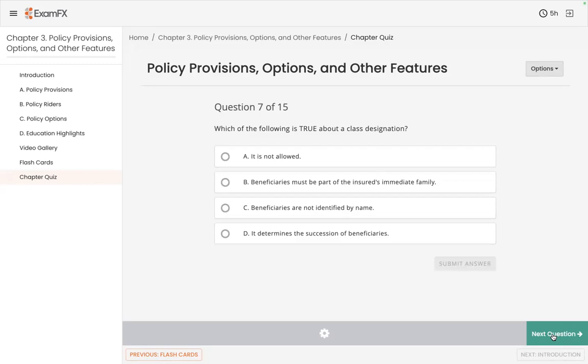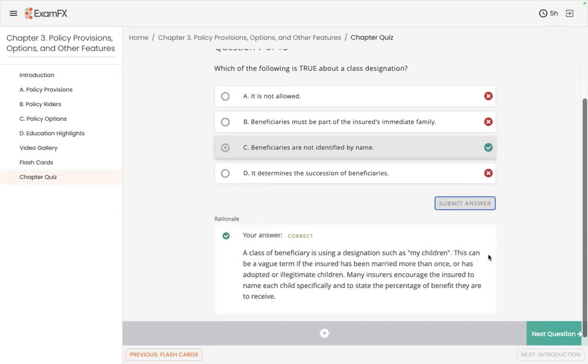So no, beneficiaries must be part of the insured's immediate family. Beneficiaries are not identified by name. Class designation means that they're not identified by name, like for example, all children equal shares. I remember that as soon as I saw the answer choice.